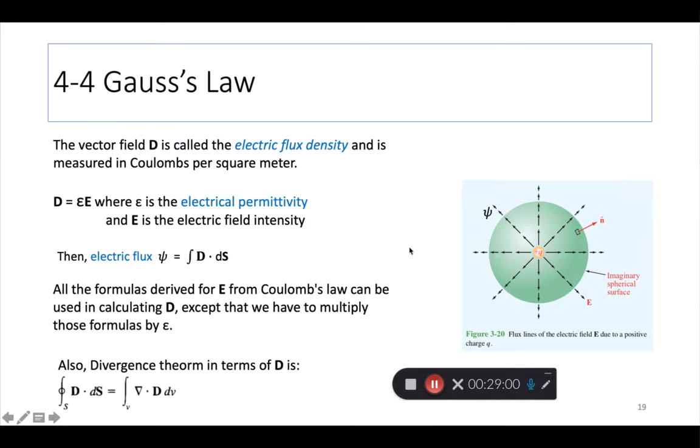Now, before we go to Gauss's law, which is actually on my next slide 20, in slide 19, I've introduced a few more things for you to refresh your memory. All right, so the vector field D, right? We know vector field can be either in terms of E, the field intensity, or the flux density D. We have been introduced to both of these in chapter 1, and I am just refreshing your memory that D, electric flux density, is related to electric field intensity through the epsilon, where epsilon is the electrical permittivity.